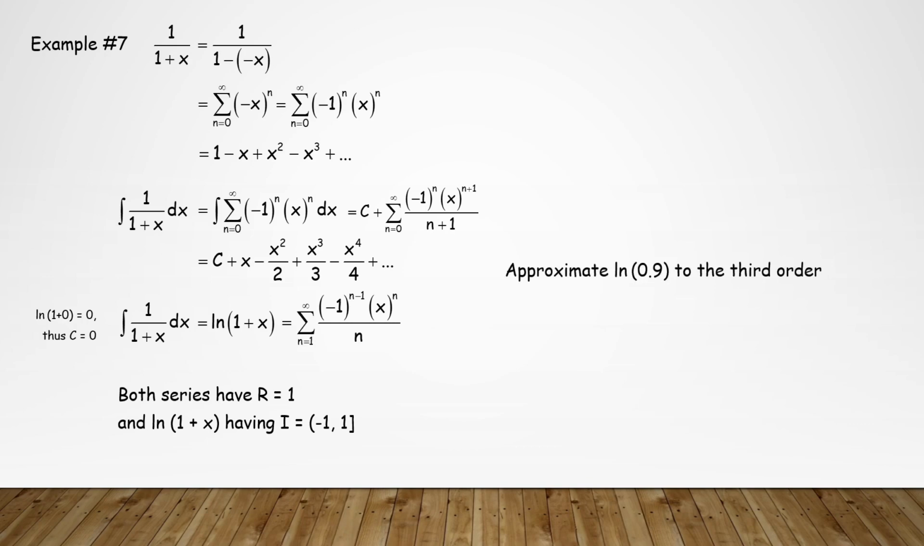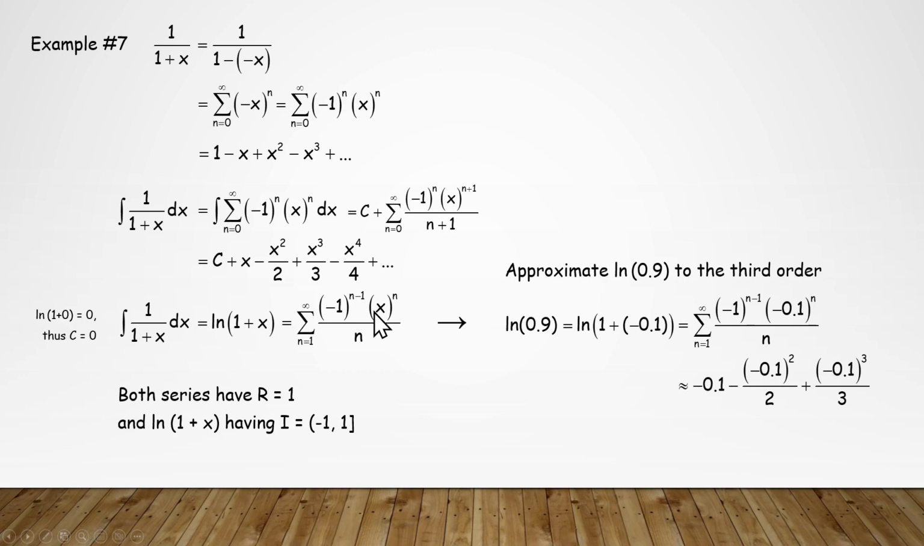So if I'm going to go ahead and approximate the ln of 0.9 to the third order, just remember that if I'm doing ln of 0.9, I'm not making x 0.9. I'm starting with ln of 1 plus x. So I'm going to have to think of it as ln of 1 plus negative 0.1. So that's going to be the value of x, negative 0.1, that I'm going to proceed to put in here, and here, and here, and here, well, specifically here.